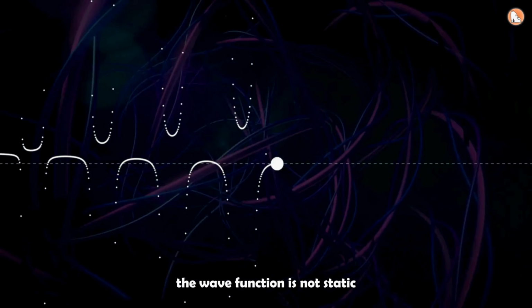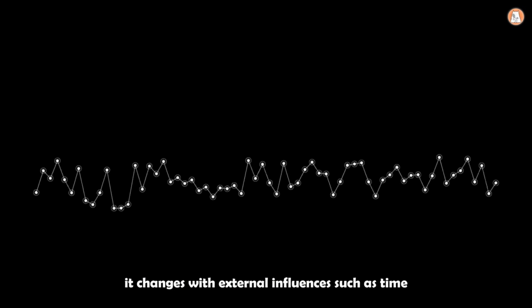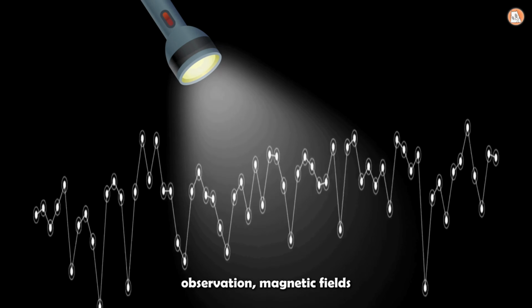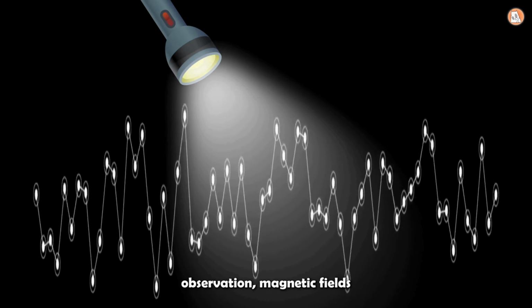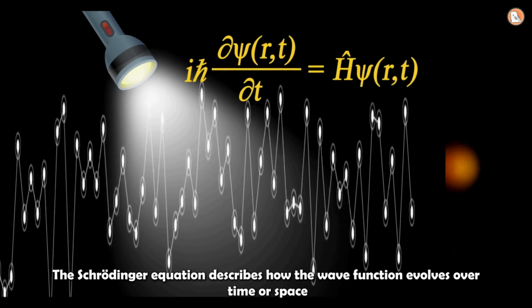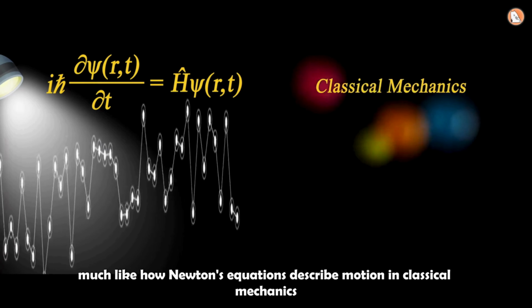Importantly, the wave function is not static. It changes with external influences such as time, particle interactions, light, temperature, observation, magnetic fields, or electric fields. The Schrödinger equation describes how the wave function evolves over time or space, much like how Newton's equations describe motion in classical mechanics.